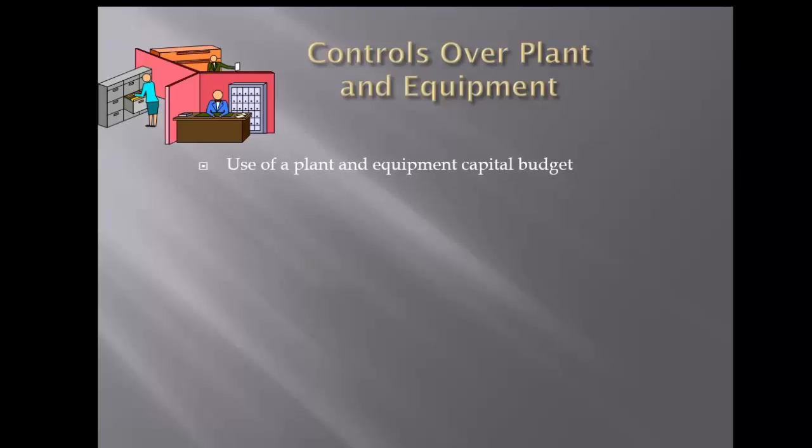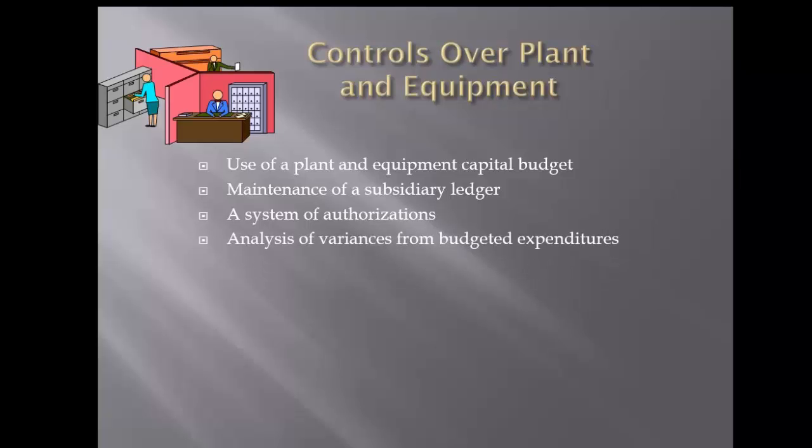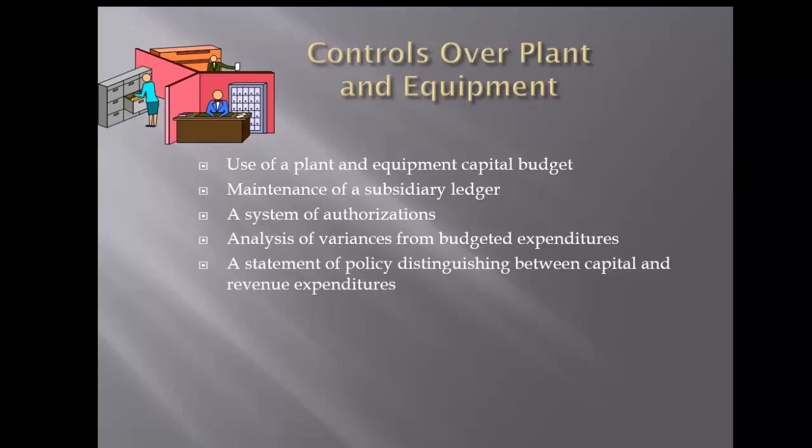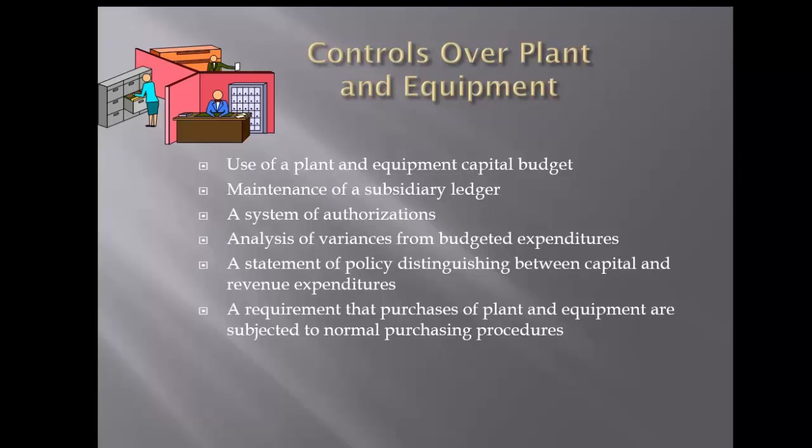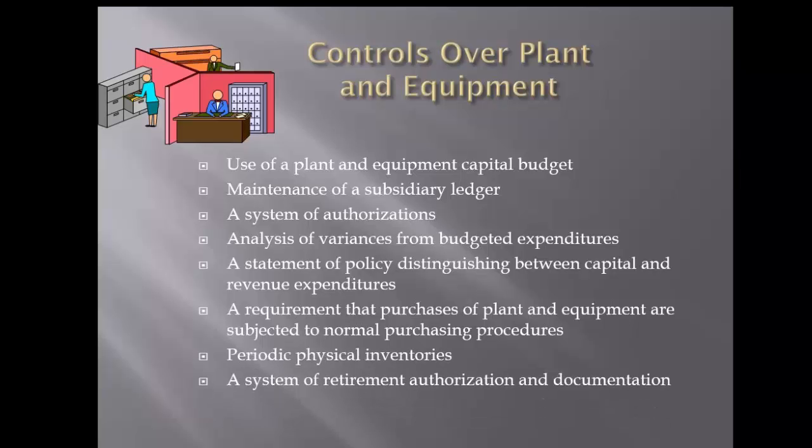So controls over plant and equipment. We're looking at the use of plant and equipment capital budget, maintenance of a subsidiary ledger, a system of authorization, analyses of variance of budget expenditures, a statement of policy distinguishing capital and revenue expenditures, a requirement that purchases of plant and equipment are subject to normal purchasing, periodic physical inventory, a system of retirement authorization, and let's just go back here. So let me just talk about a couple of these things from a very practical perspective.